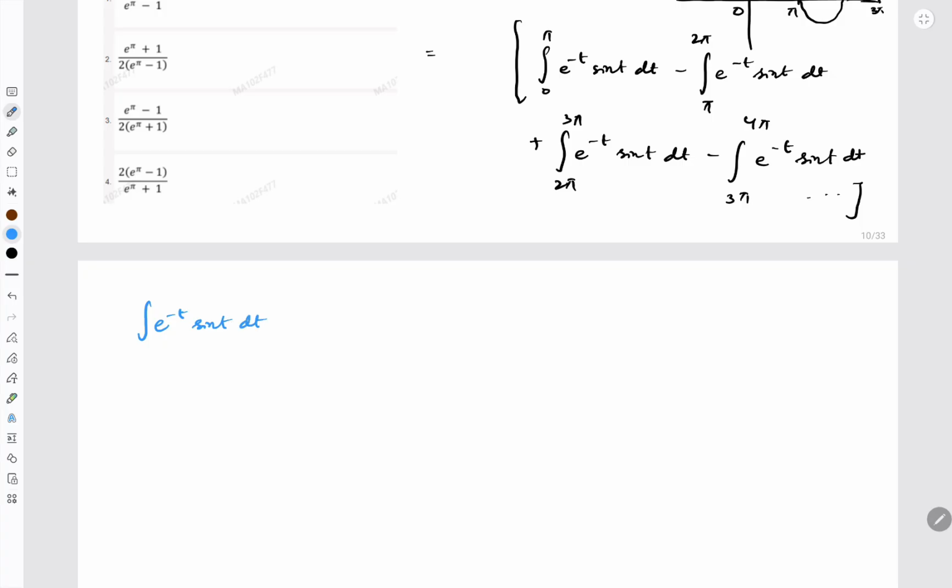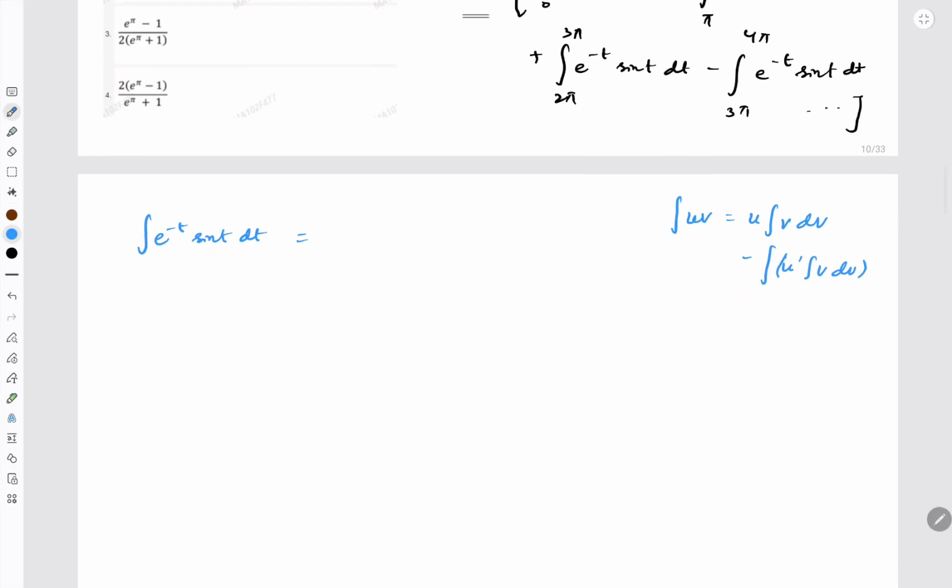We can perform this integration by using integration by parts. If you have practiced questions of integration by parts, these questions are very common: e power t sine t, x log x, and so on. So this will be equal to, how to perform integration of product of two functions u v: you can take u outside, then integration of v dx minus the integral of derivative of u into integration of v dx, right?